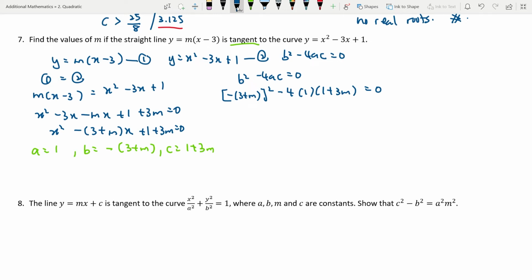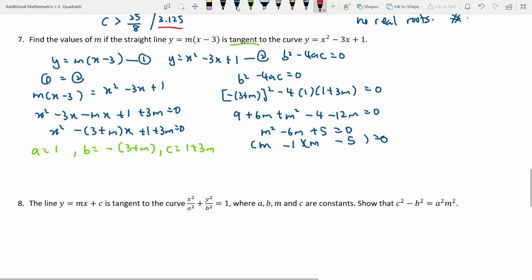Expand all the brackets. Negative and negative, we get a positive. 9 + 6m + m² - 4 - 12m = 0. Simplify the equation. m² - 6m + 5 = 0. We do factorization to find the values of m. m squared, m and m. 5, only one combination, 1 and 5. In order to get -6, -1m, -5m.